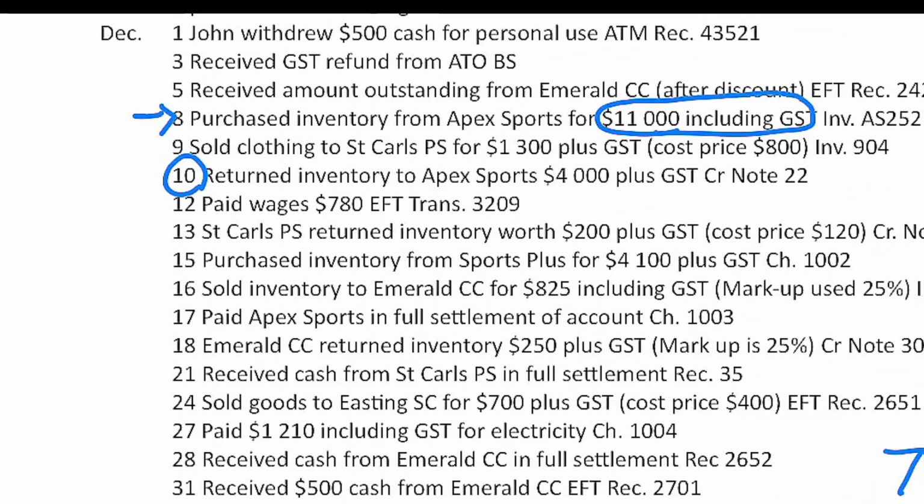Markup is 25%. So that means they haven't given us the cost. Markup is given. How can you calculate the cost then? Calculate 25% on 250? No. Anybody remember what we did in unit 2? 250 is equal to 125%.